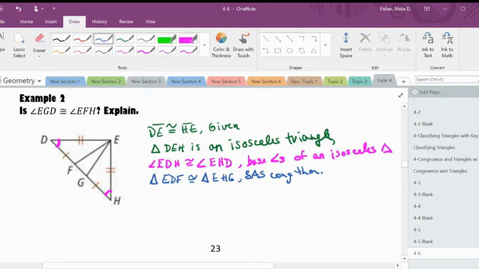So I just said that that triangle and that triangle are congruent. Using that information, I can say that EF is congruent to EG because those are part of the same triangle, so that's CPCTC. Corresponding parts of congruent triangles are congruent.